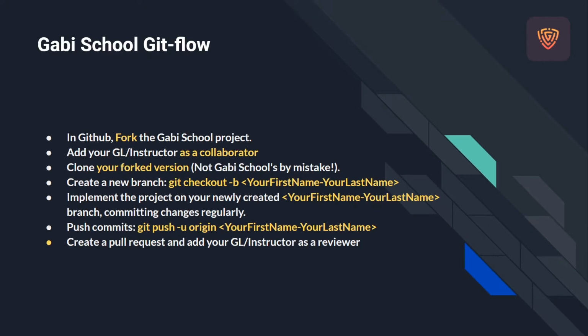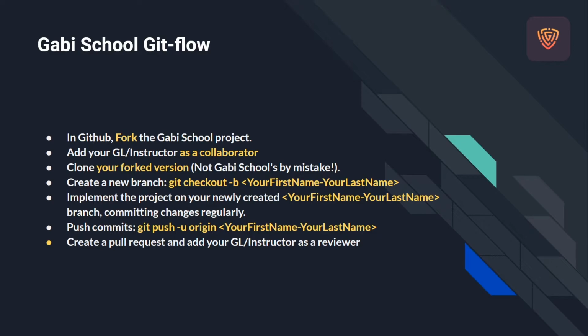Let's talk about the Gitflow for Gabi School. We have our own Gitflow. Gitflow basically means the way we do things, the way we send files, the steps you're going to take. These steps might not make sense to you right now, but when I show you the examples, it will make a little more sense.